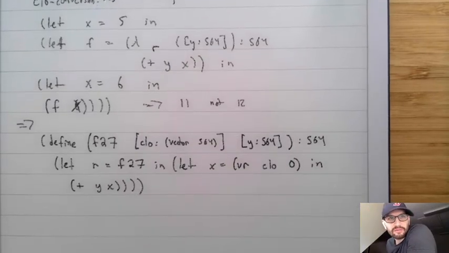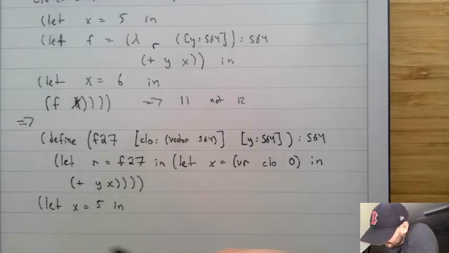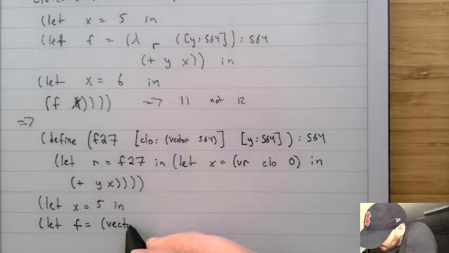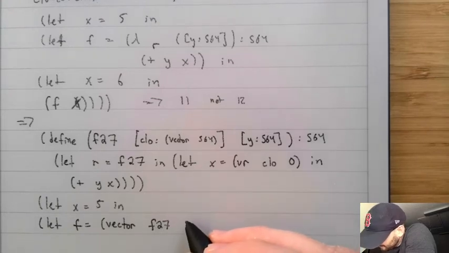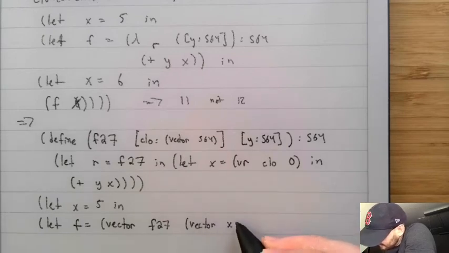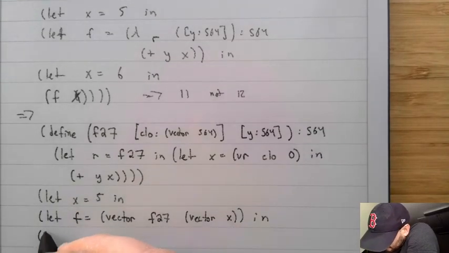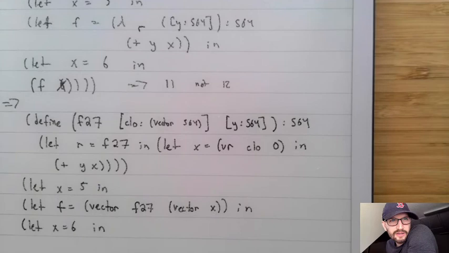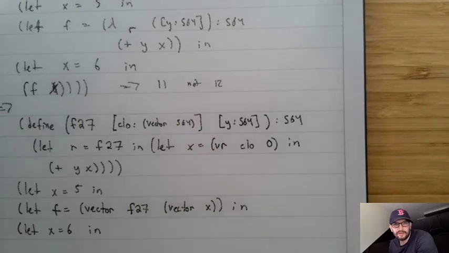Then what's the rest of the program look like? The rest of the program looks like let x equals 5 in let f equal a vector where this vector has f27, and then after f27 there is a vector with x in it, and then we close that vector, and we have this inside of let x equals 6 inside of, oh, now I just really want to fit it all in. I think we can just barely make it.